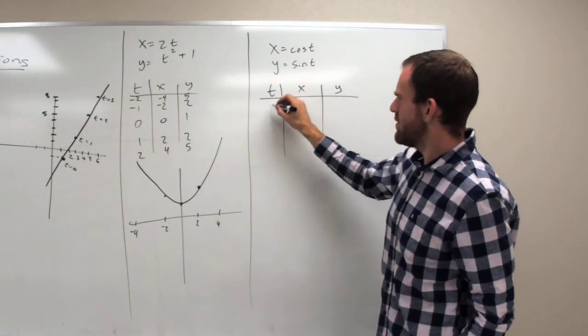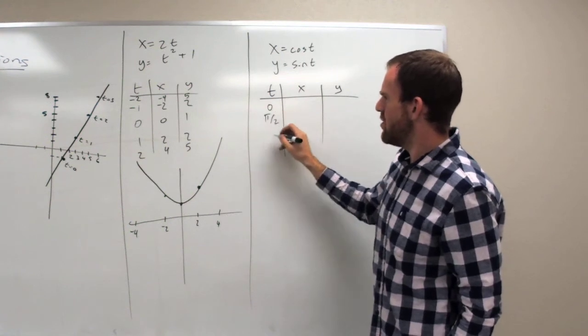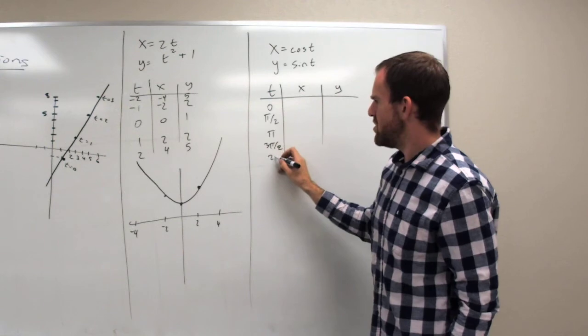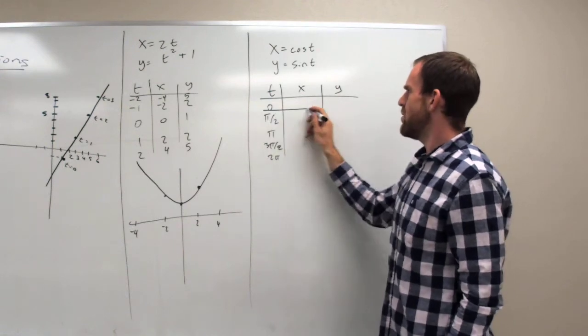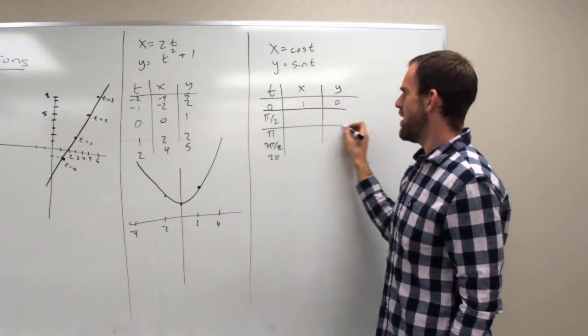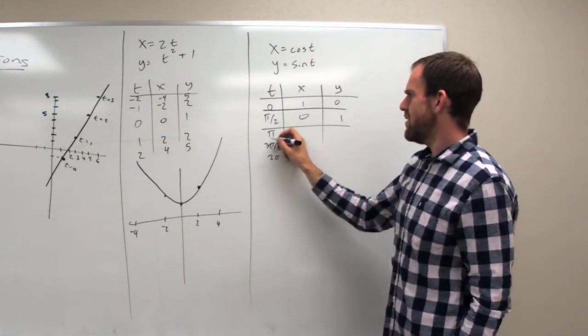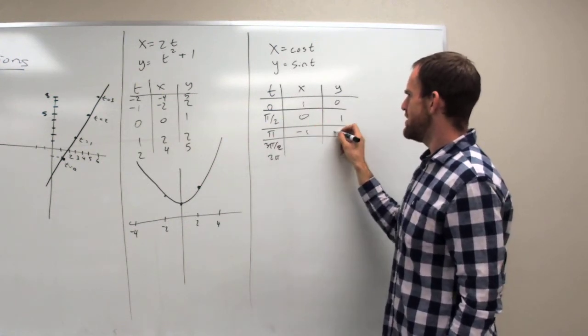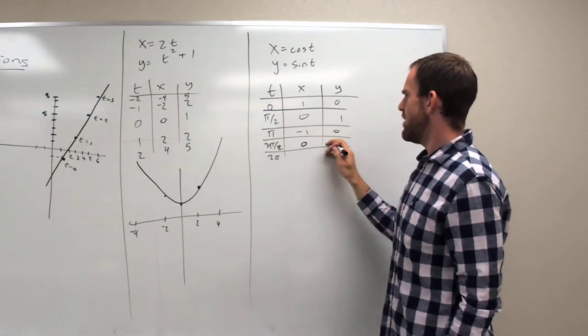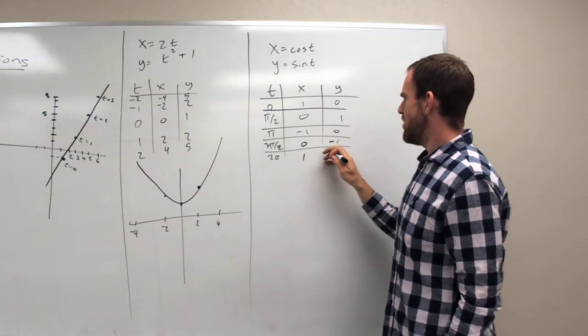I know, it's coming. So let's do 0, pi over 2, pi, 3 pi over 2, and 2 pi. So for 0, cosine of 0 is 1, sine of 0 is 0. For pi over 2, cosine, sine. For pi, -1, 0. For 3 pi over 2, we have 0, -1, and then we have 1, 0 again.